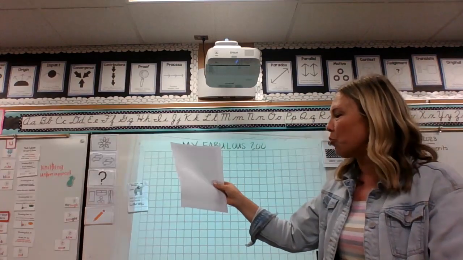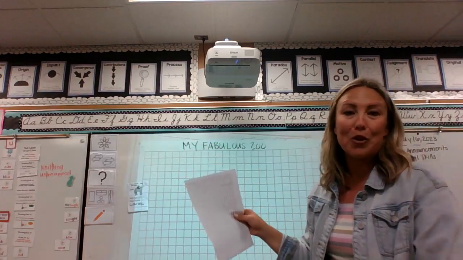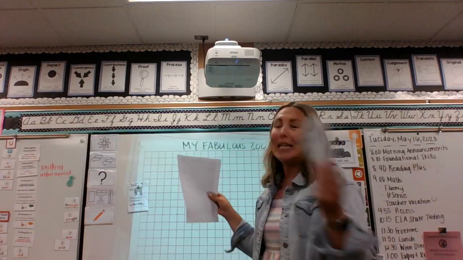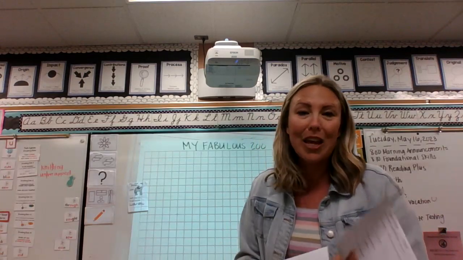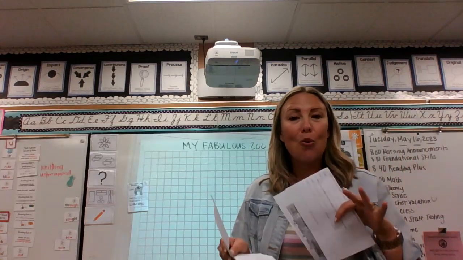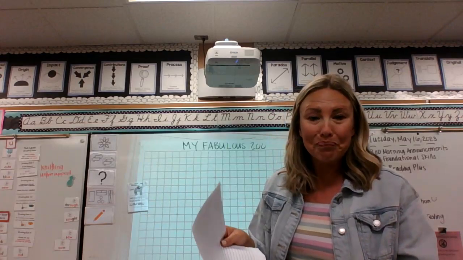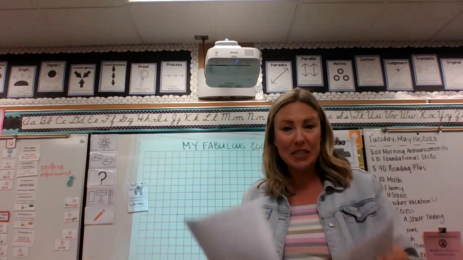You will title yours whatever you want it to be. If your name is Mason and you want it to be Mason's Magnificent Zoo, if you want it to be named after your specific animal, you can name it whatever you want. So you'll name your zoo. And then you have some really specific instructions.